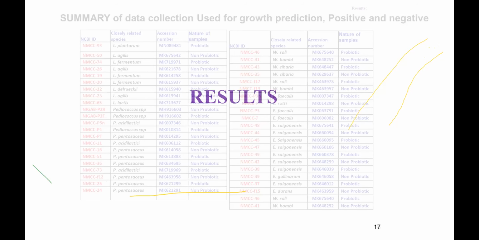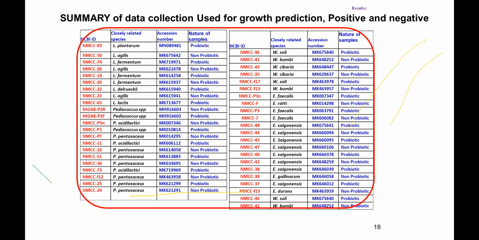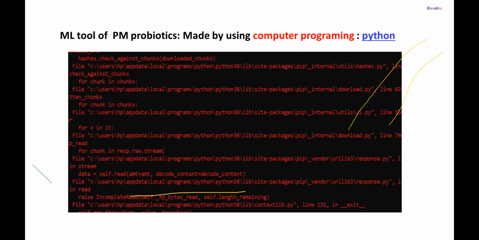So here is a summary of the genomic data. You have to take a huge amount of data from NCBI, whether it's positive or negative, it depends on the lab. With the same machine learning tool, if your target is to build a target-based probiotic, you use different types of program-based Python methods to build the machine learning model.